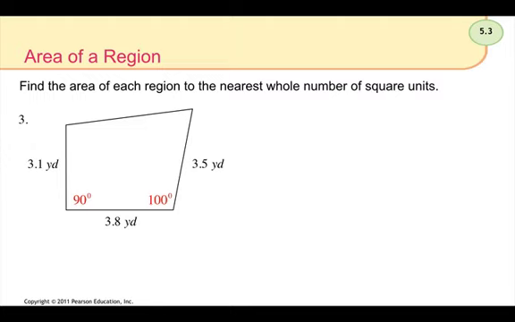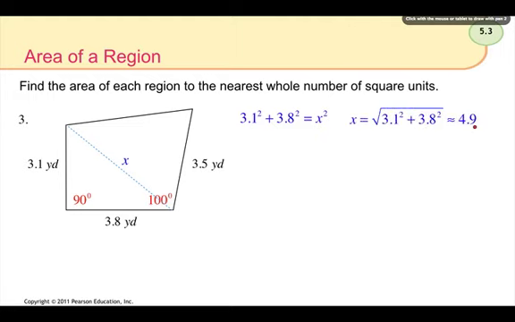Here's number 3. This one's a little bit different. Just find the area of the region to the nearest whole number. So we have a quadrilateral, and what we're going to be doing is breaking it up into two triangles. First we're going to draw the following diagonal that you see there. We're going to call that X. By looking carefully at this angle, notice that I have a right triangle, so I can find X by using the Pythagorean theorem: sum of the legs squared equals the hypotenuse squared. Solve for X, and I get 4.9.